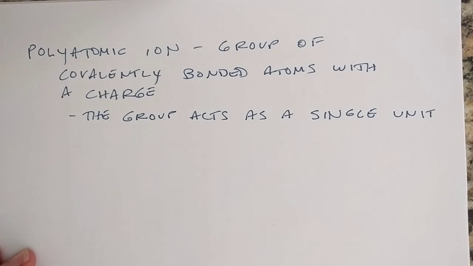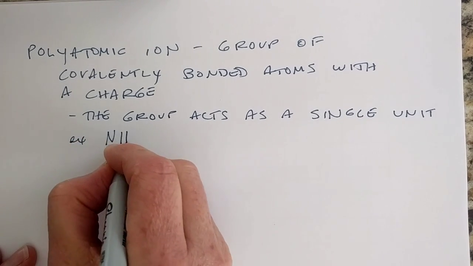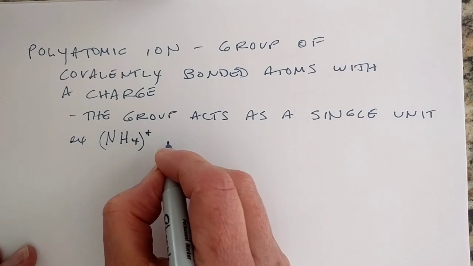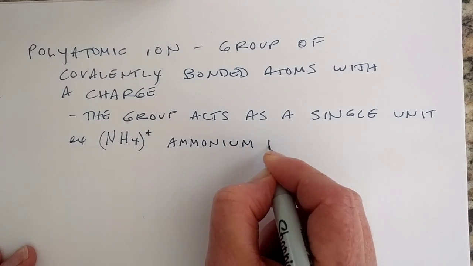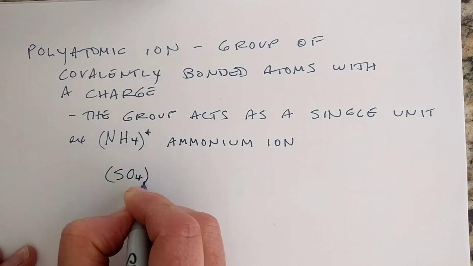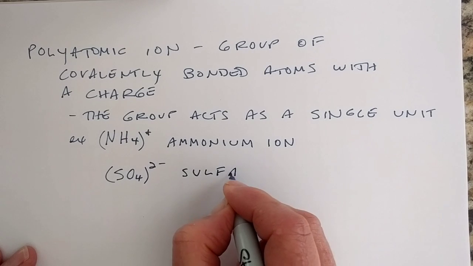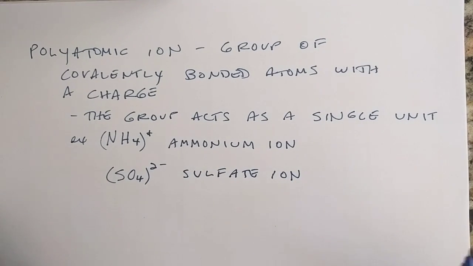Our polyatomic ions can be positive or negative. We have cations or anions. So for example, we have NH4 with a positive charge. This is known as the ammonium ion. And we have SO4 with a 2- charge. And the name of this is the sulfate ion. And we'll be looking at these later on in this lesson.